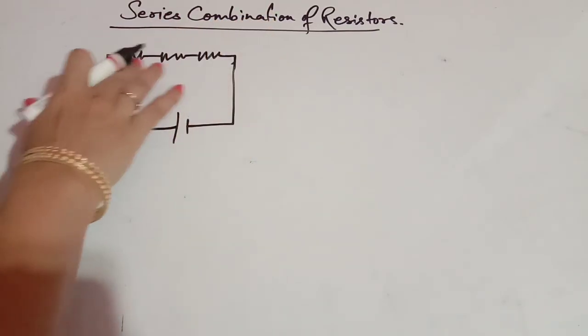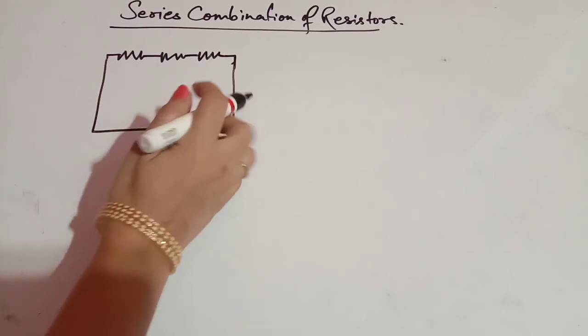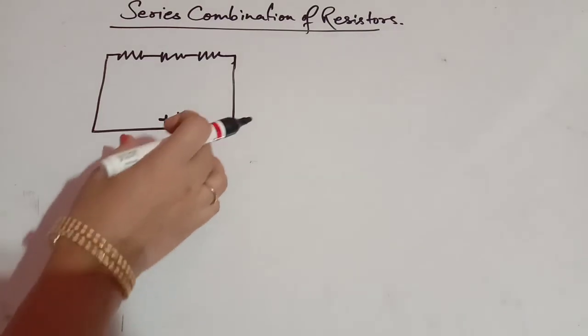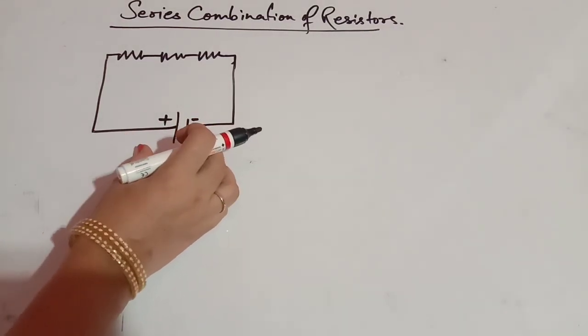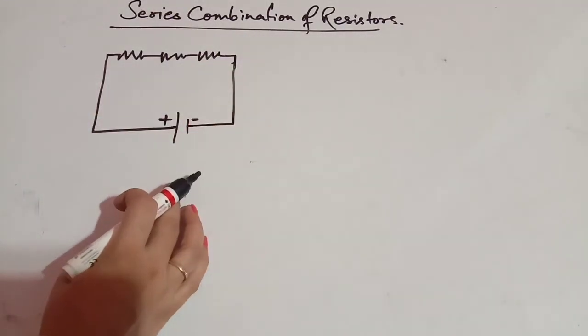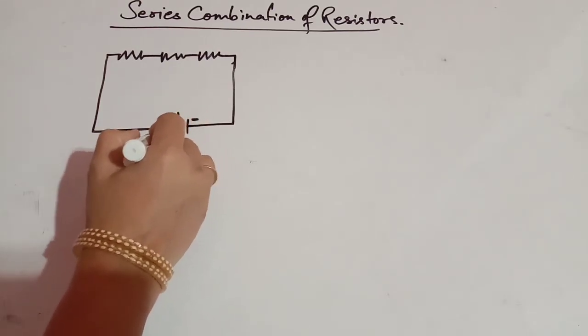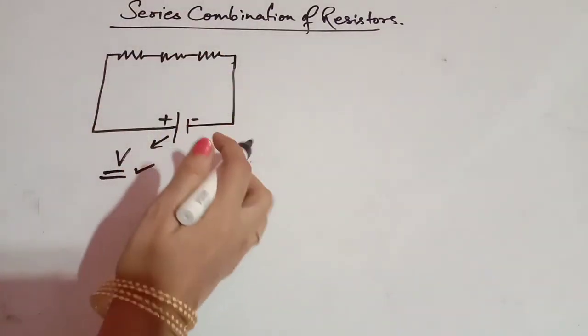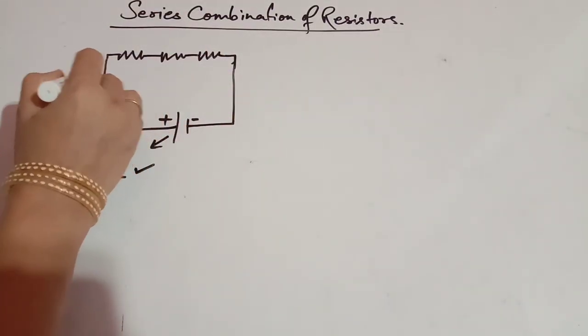Okay, these are the three different resistors that are connected, and this is the cell, with negative terminal and positive terminal. So what will this cell provide? This cell will provide the potential difference across its ends. So this potential difference is V. V is the potential difference for this whole diagram, and electric current I will flow.